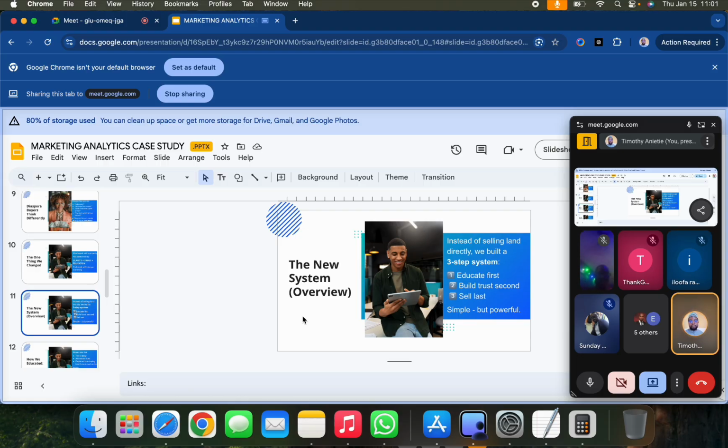So the last part is what we did ourselves, all right? When we made a recommendation, we analyzed the benefits. So the simple, powerful system is that you build first and sell last. Educate, sell trust, and then sell property last. That's the simple but powerful process that changed everything about us.